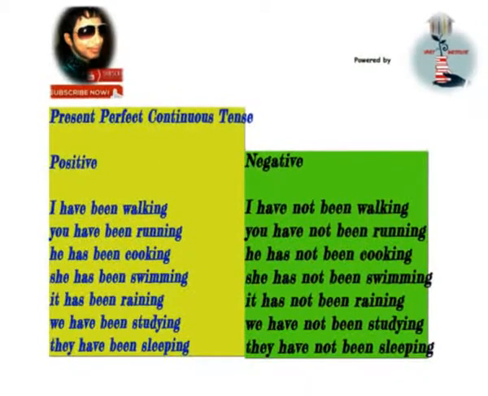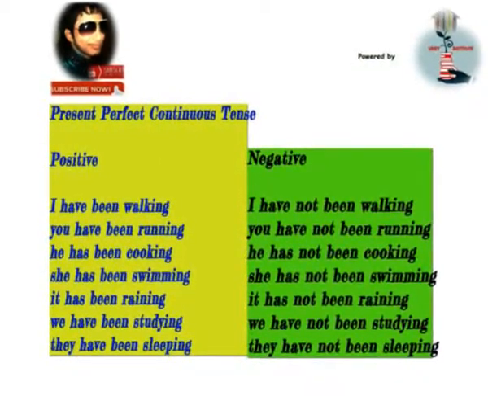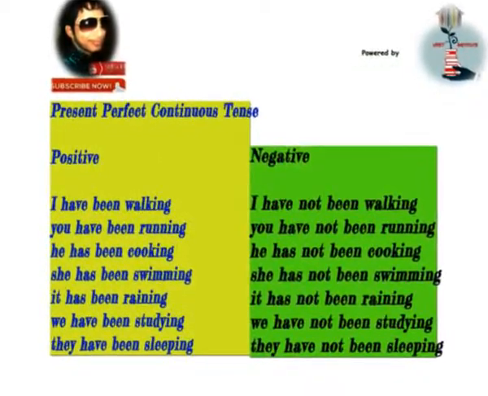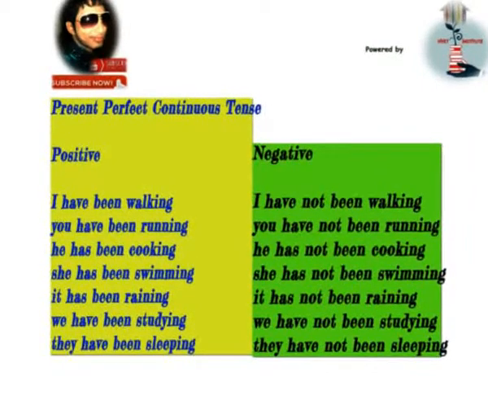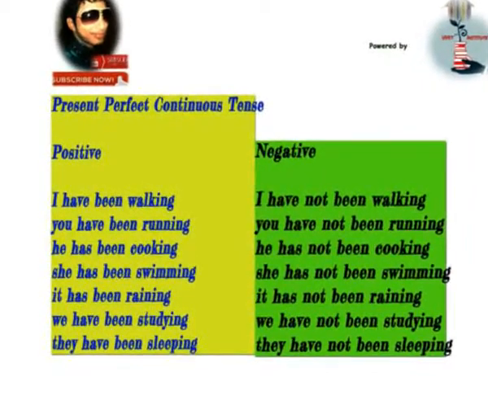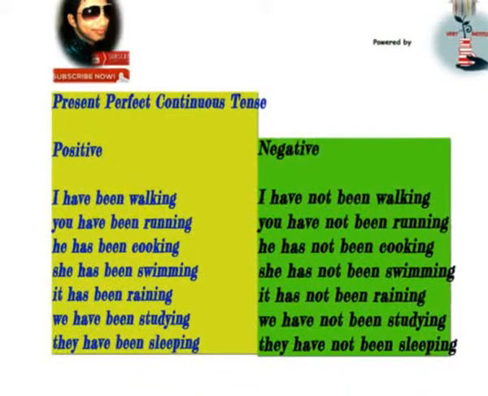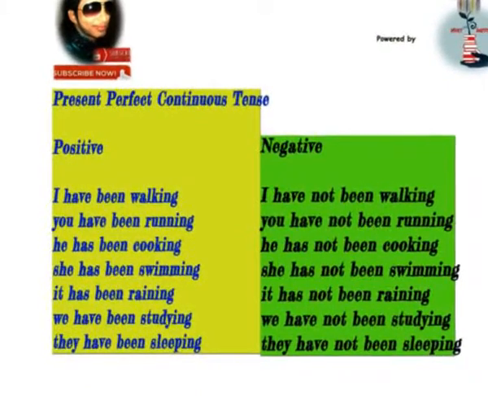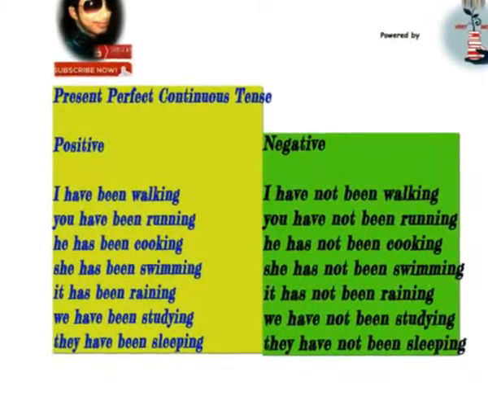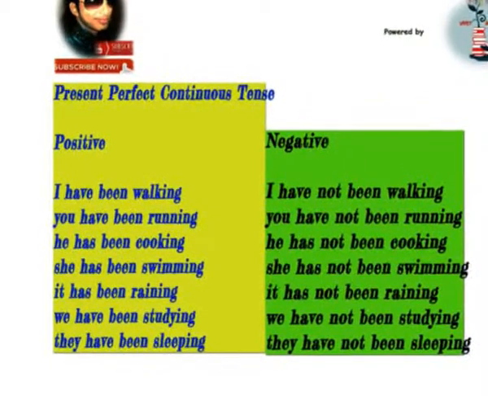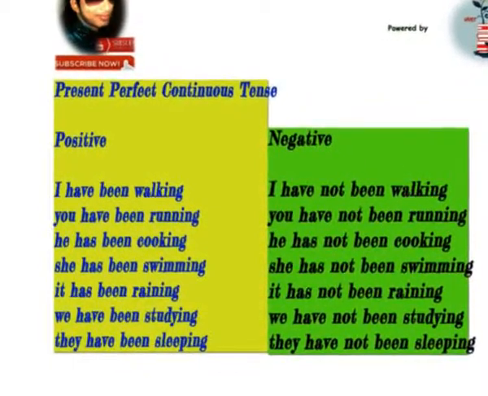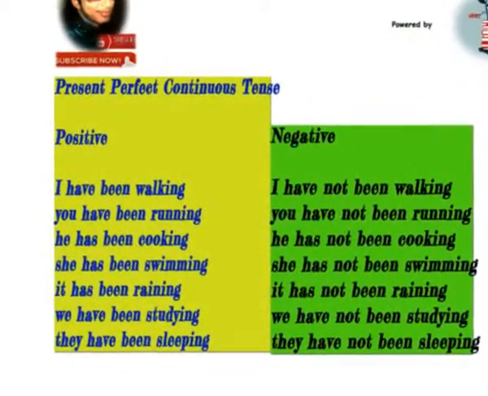If it is third person, she, he, or it, it will be has. If it is I, you, we, they, here it will be have. So in positive you have to put have. Same things: I have played, I have not played. You just have to put your not after your be verb, before your verb. That will be converted into the negative sentence.